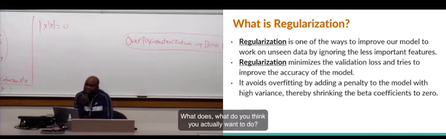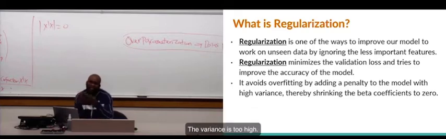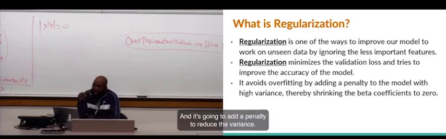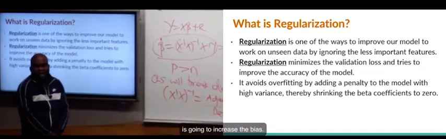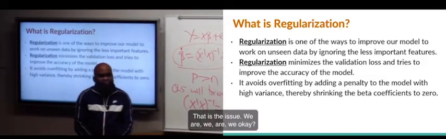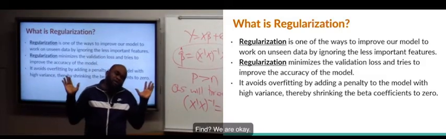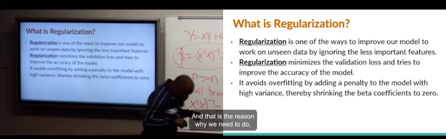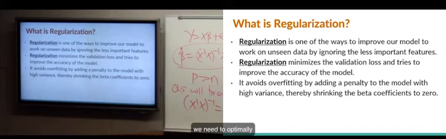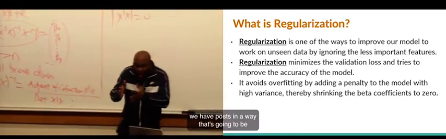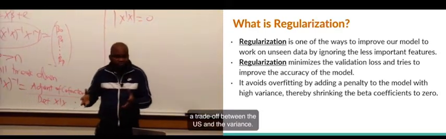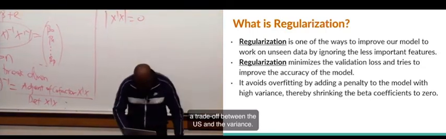What do you think you actually want to do? You want to reduce the variance. The variance is too high, and it's going to add a penalty to reduce the variance. But, oh my God, when it's reducing the variance, it's going to increase the bias. That is the issue we have. And you know what? We're fine. That is the reason why we need to optimally obtain the value of that tuning parameter in such a way that there's going to be a trade-off between the bias and the variance.